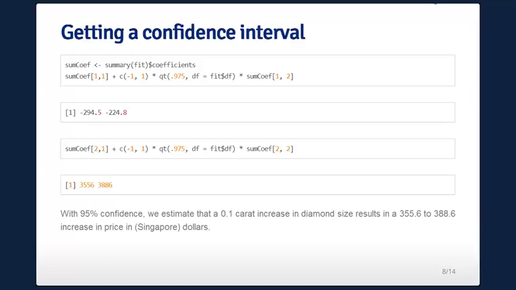And so just to interpret that confidence interval, we're 95% confident that a 1 carat increase in diamond size results in a 355 to 388 increase in Singapore dollars. Of course, once again, just like in the previous lecture, a 1 carat increase as this is expressed is probably too large, so we want to divide it by 10.